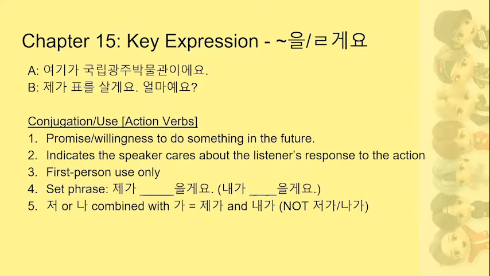There is a set phrase it notes on page 53. It's very common to hear 제가 blank 을게요, or in informal 내가 blank 을게요. So that's just saying I will do whatever. This is only for action verbs. So you just fill in whatever action verb there, and that is a very common set phrase. They also gave a note at the bottom that 저 or 나 combined with 가 is 제가 and 내가, not 저가 or 나가. So that's just how they're written. It's always going to be 제가 or 내가. It's never going to be 저가 or 나가 for saying I.